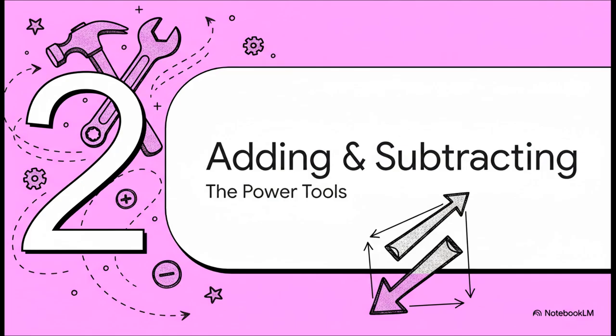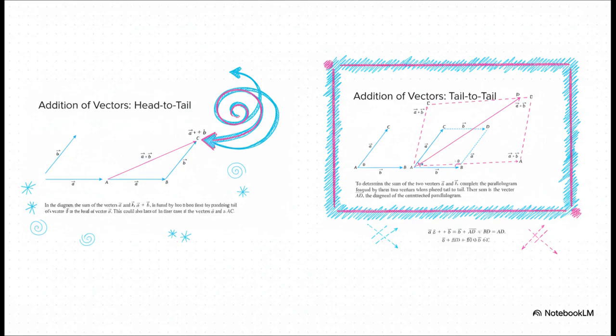Okay, let's grab our power tools, adding and subtracting. We know what a vector is, but the real magic happens when we start combining them. This is where they get super useful. So this slide shows the two main ways you can add vectors just by looking at them. Over on the left, you've got the head-to-tail method. Think of it like following a treasure map, right? You follow the first arrow to its tip, and then from that exact spot, you start following the second arrow. The final result? That's the shortcut, a brand new vector that goes from where you started all the way to where you ended up.